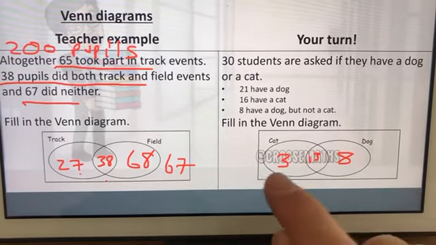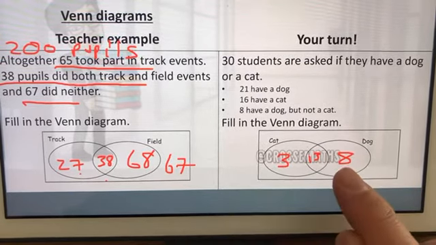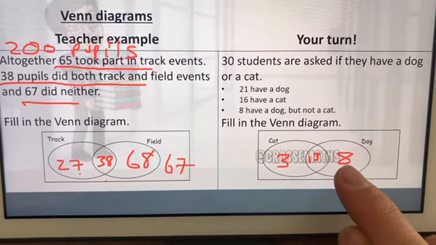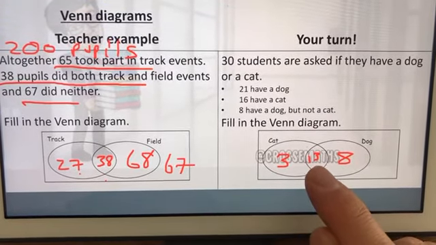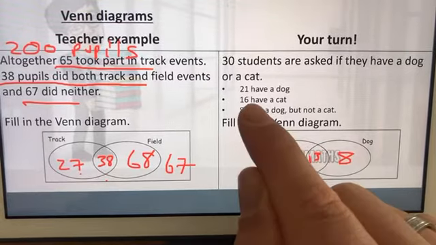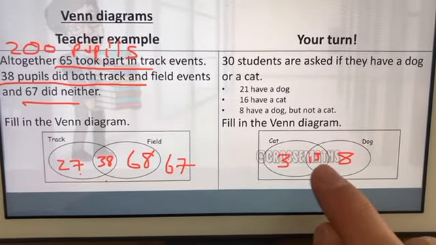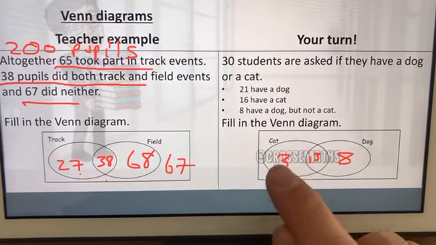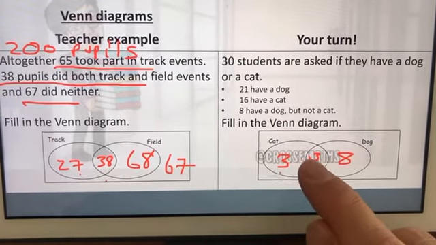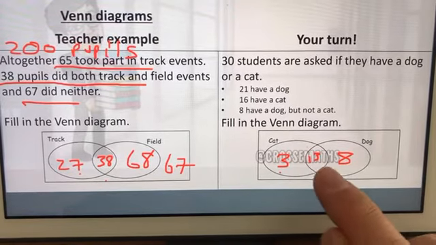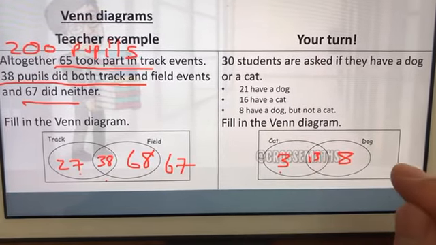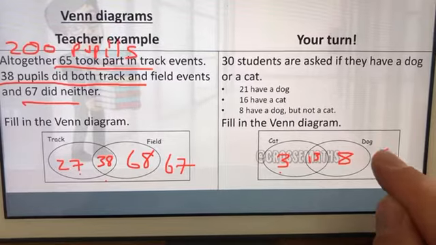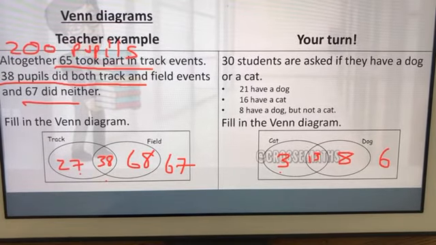And then once you've filled those in, remember, going back through it, 8 people have a dog but not a cat, that can go straight into this circle. This is where it crosses over. These people have a bit of both. If 21 people have a dog, these two have to add up to 21, so that's 13. And then 16 people have a cat, so these 2 would have to add up to 16, so that has to be 3. I got 8, 13 and 3, which is 24, so that means 6 people don't have a pet at all. Okay, 6 people are going on the outside because there's 30 students altogether. Guys, get that marked up.